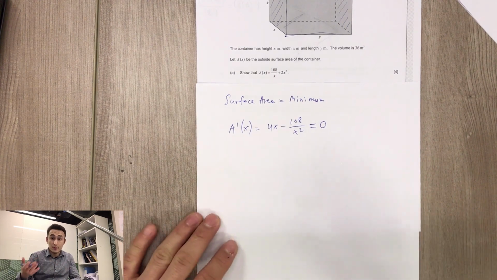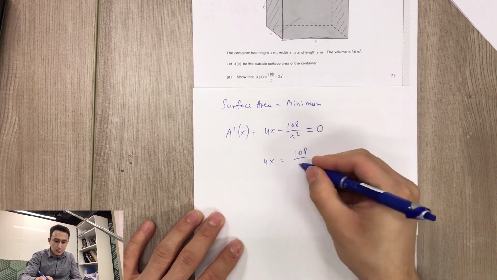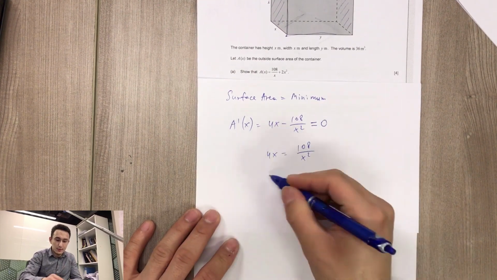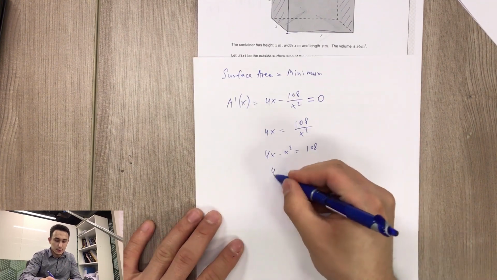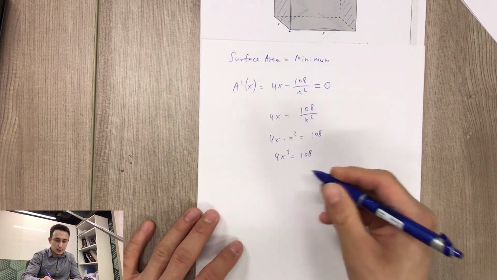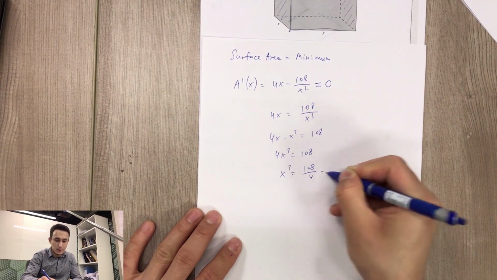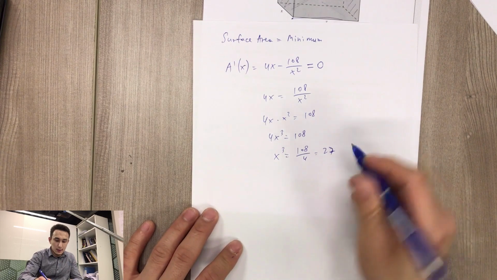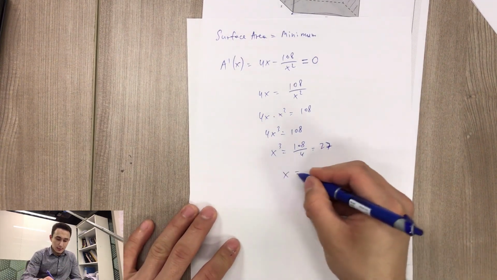From here, we solve for x. So from here, 4x is equal to 108 over x squared, multiplied by x squared. So 4x times x squared is equal to 108. The next step is 4x cubed is equal to 108. Next step, divide by 4. So x cubed is equal to 108 over 4, which is 27. So x cubed is 27, which means that x is 3.